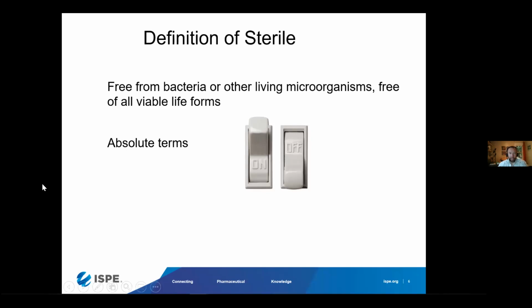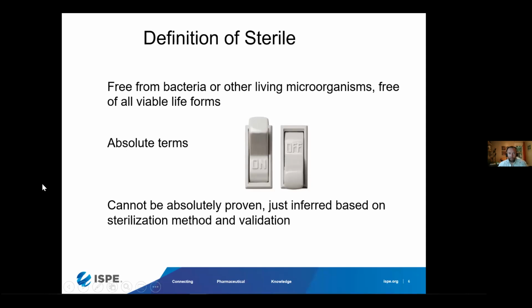The complexity comes in that sterility cannot be absolutely proven, just inferred based on the method and the validation. So that's why these process verification tools or the validation tools like biological indicators are so important, because these are the tools that confirm and demonstrate sterility.